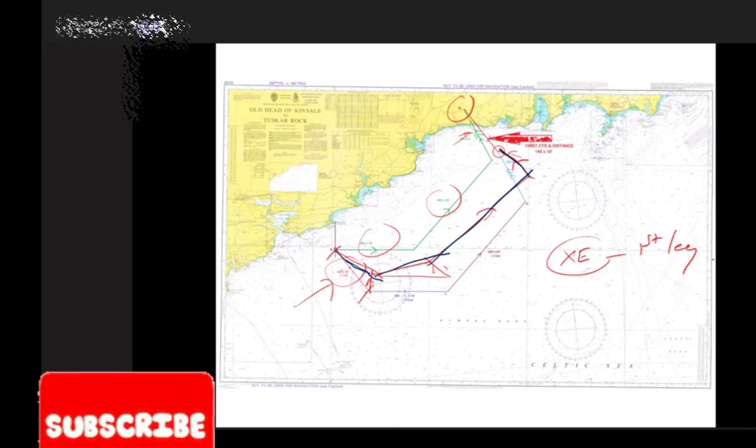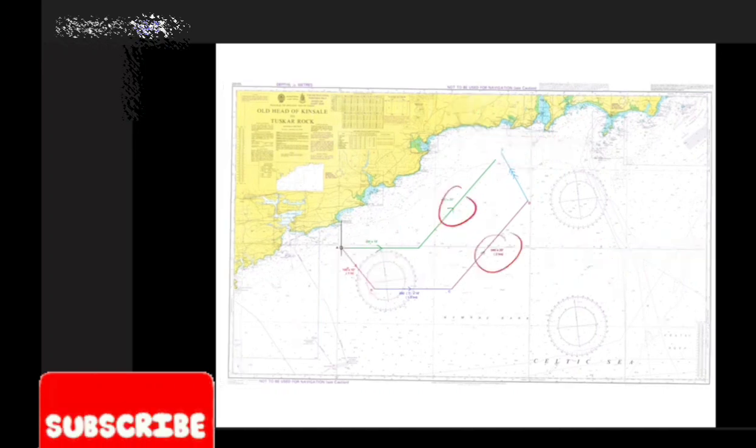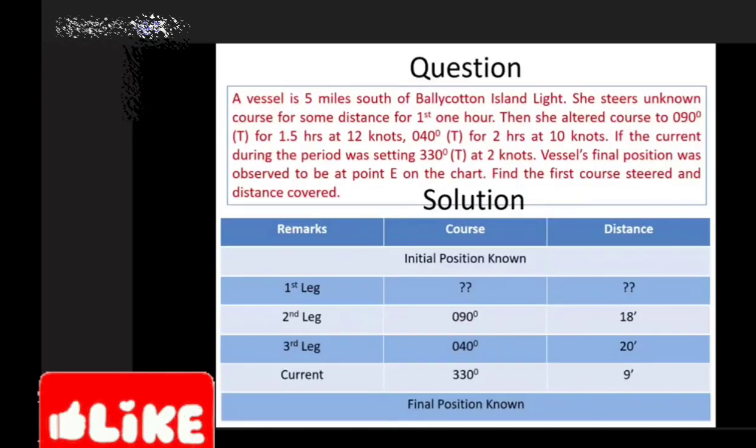10 miles we'll find from there, beta. We didn't know the first leg, right? How will you tell the course of the first leg? Whatever the X to E direction is, you will read that from the compass rose and you will say that was the first course. But E is given in the question. E is given in the question, right? Okay, the final position is given. Okay, fine sir. Vessel's final position was at point E on the chart, right? Yes, okay. I was confused. Okay, sir. Right, beta? Yes sir. Okay.